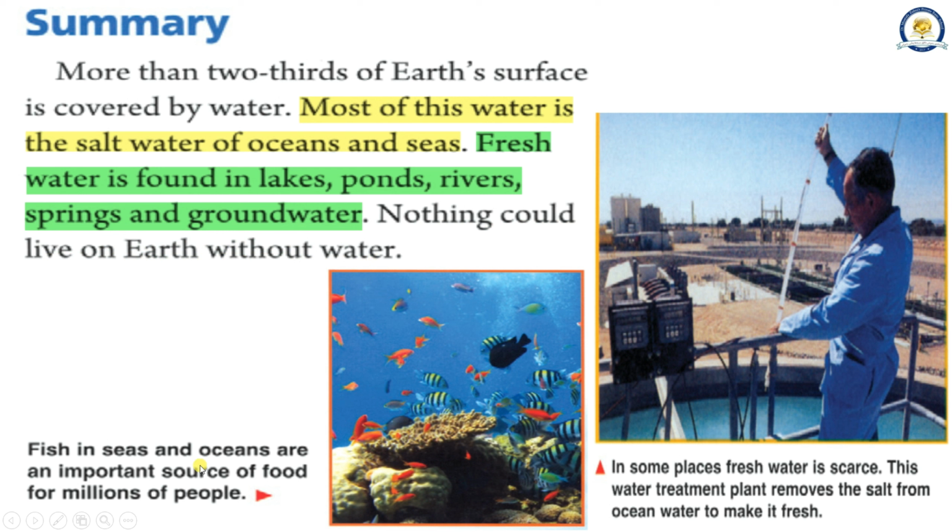Fish in seas and oceans are an important source of food for millions of people. In some places fresh water is scarce. This water treatment plant removes the salt from ocean water to make it fresh.